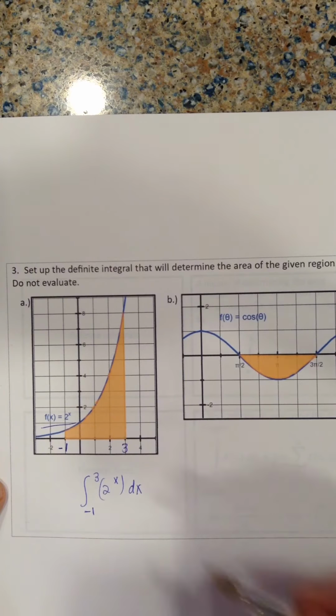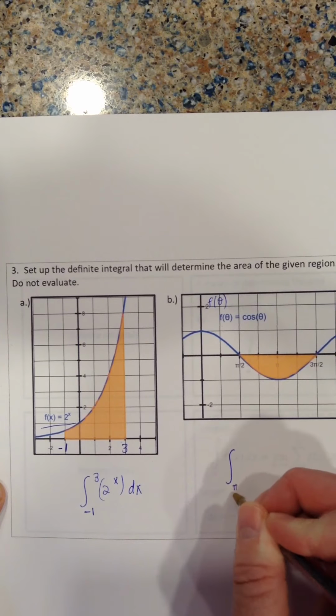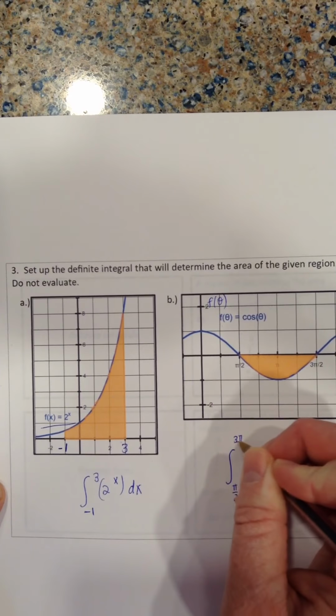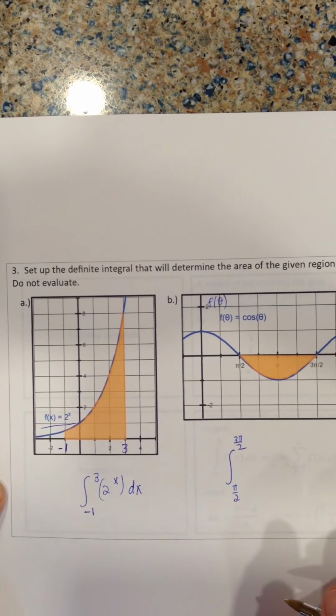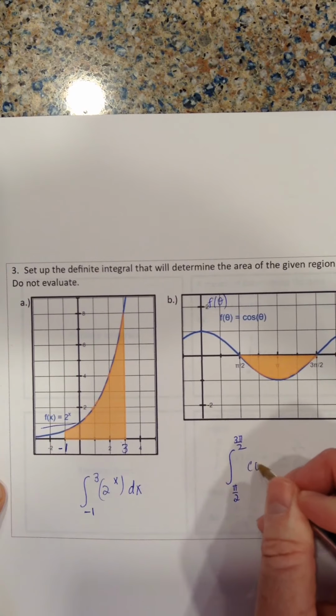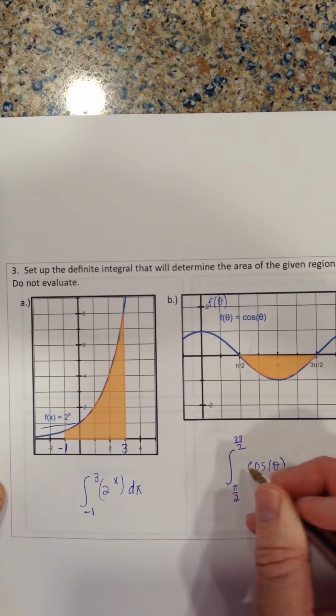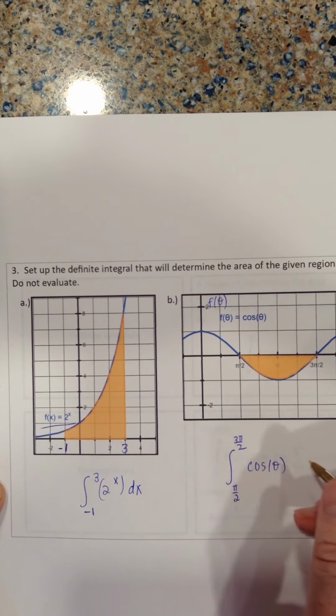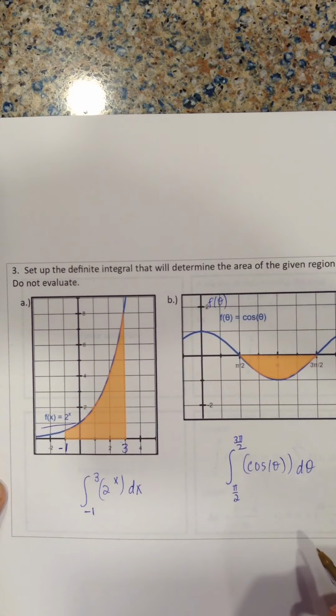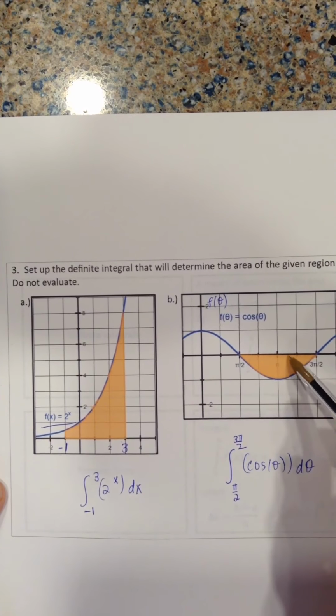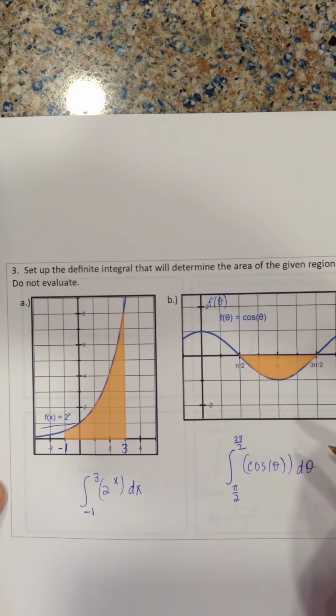Now, this one is a function in theta. And this would be the theta axis, and this would be f of theta, right? So it goes from pi over 2 to 3 pi over 2. So those are my limits of integration. And the function is cosine of theta. Put a parentheses around that. D theta. And that integral will give you the area between the curve and the theta axis.